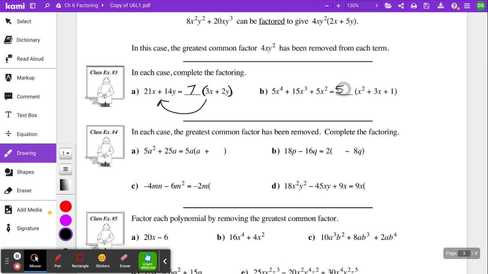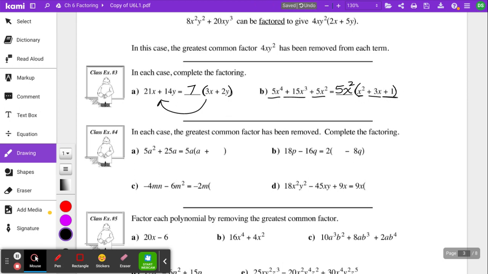Okay, this is what you're going to factor out. And you're going to leave yourself a bracket, and you're going to put everything else in the bracket that you need to get back the original. So I would need to have an x squared here, so I could get back 5x to the fourth. I would need to have a plus 3x, so I could get back plus 15x cubed. You see it? I would need to have a plus 1. Notice the plus 1. That's important. So you could get back the 5x squared.